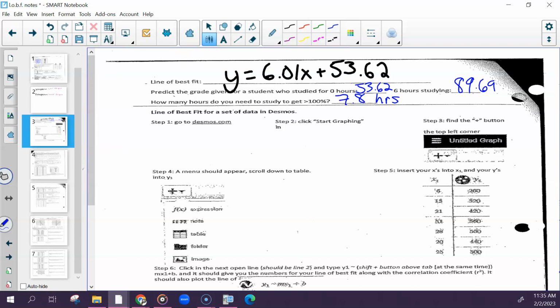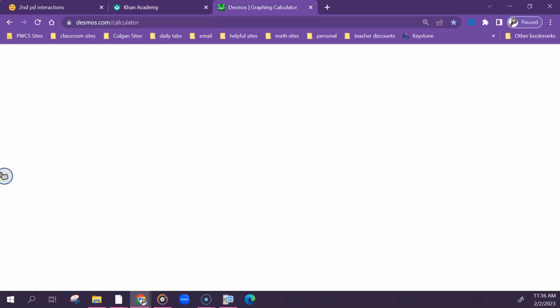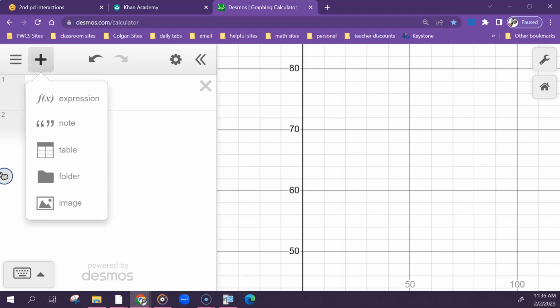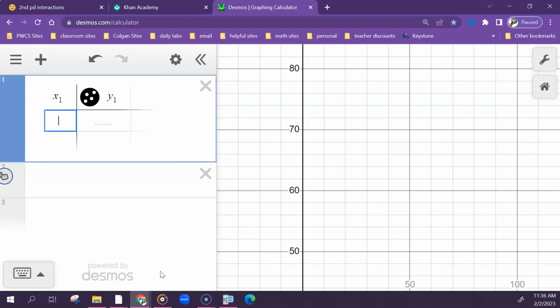So you have your computer up. On the graphing calculator. The first thing we're going to do is put in a table. You're going to hit the plus. Remember, the instructions for this are on your notes as well as on the pink sheet if you get lost. You hit the plus, add a table. Go ahead and type in the same data points from the first page in there.